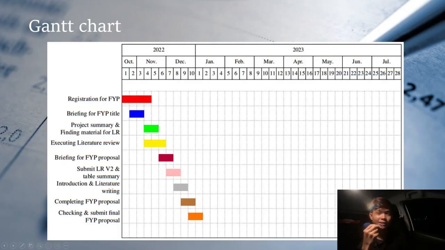So, here is the Gantt chart for this semester for the FYP proposal. Along the way, most of it followed what had been planned.